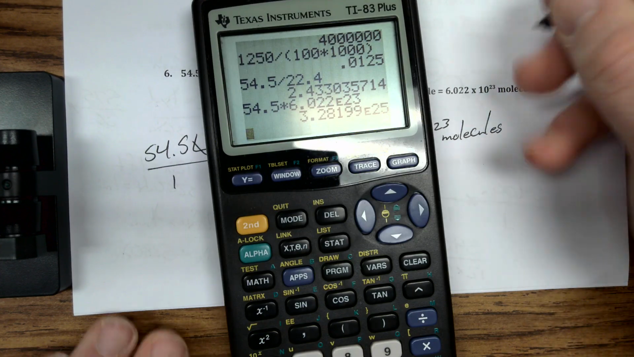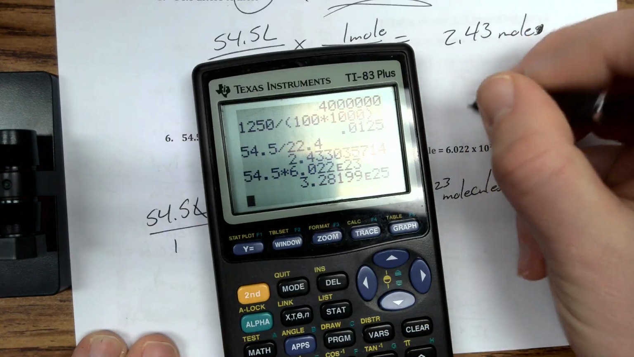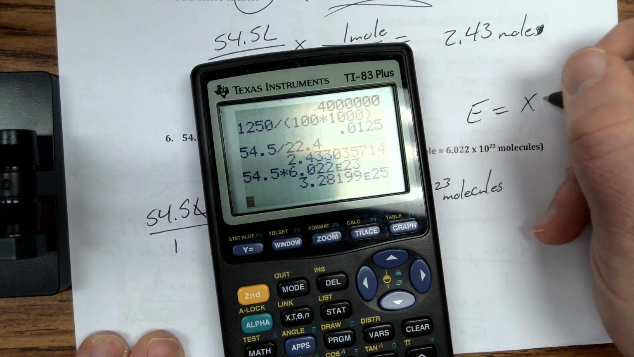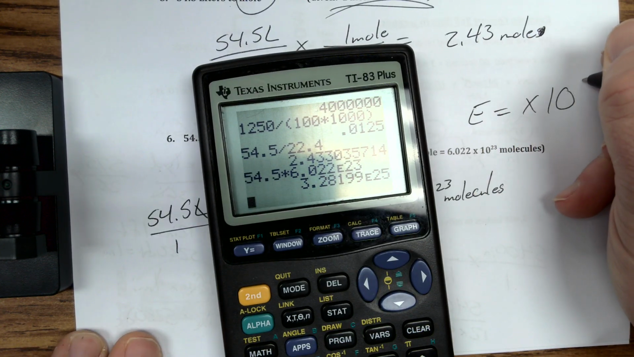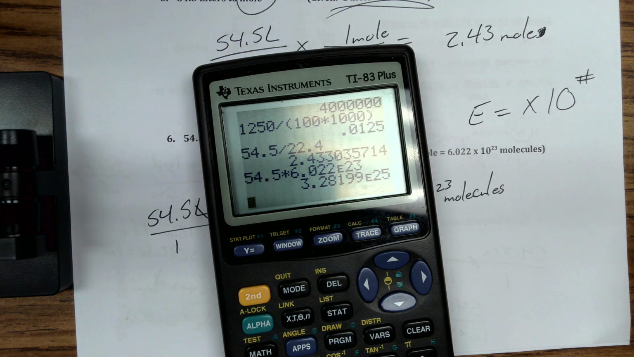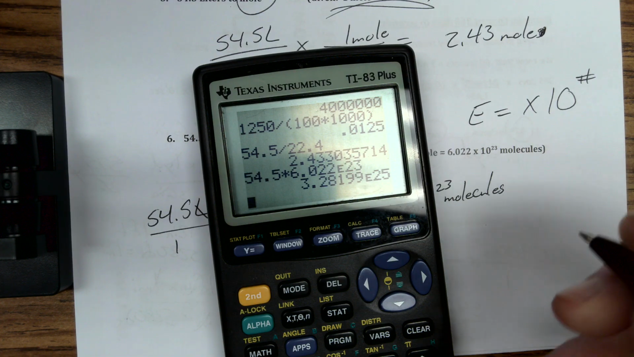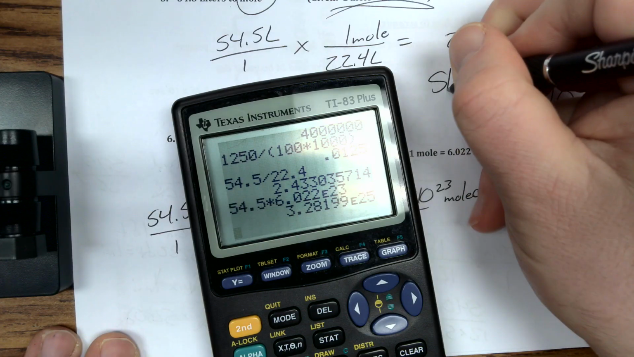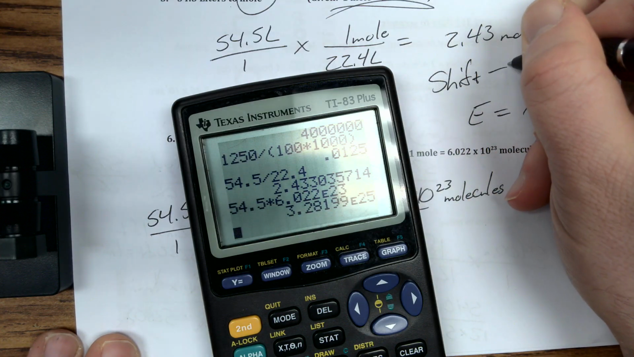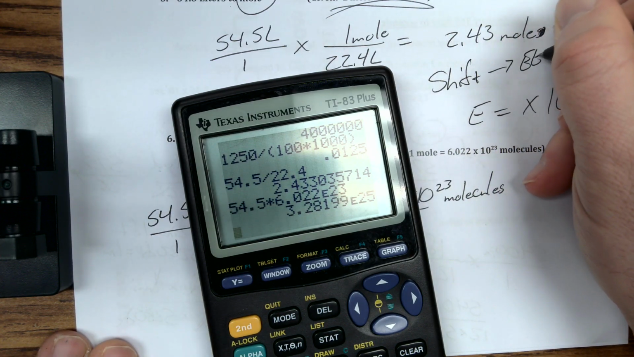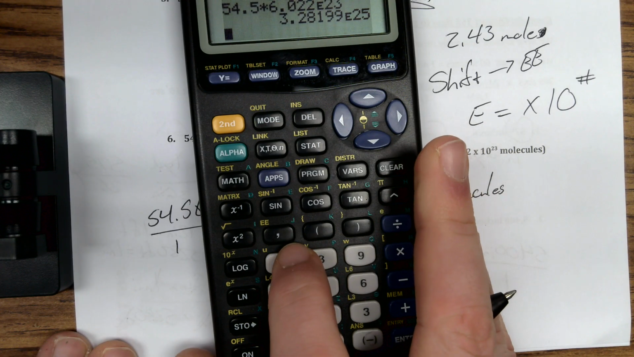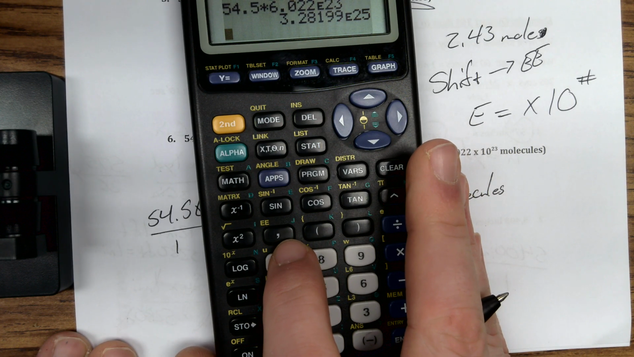Remember, the E represents times 10 to whatever number you type there. It's a function that we use on our calculator. It does a lot of the work for us. We don't have to fight it. Make sure you're hitting that Shift EE button, which is the little apostrophe symbol here.